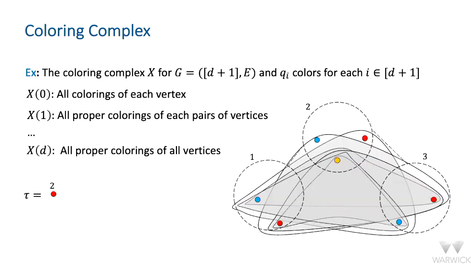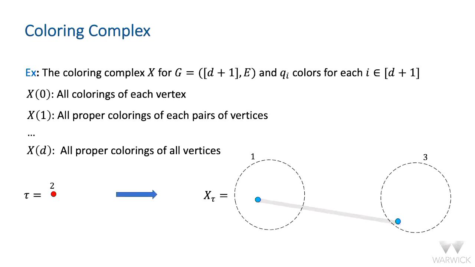Here's another link. If I color 2 with red, then I cannot color 1 and 3 with red anymore because 2 is connected to 1 and 3. So the remaining complex would be this. And I can color both 1 and 3 with blue because there is no edge from 1 to 3. Okay? Is there any question? Does this definition of partite complex make sense?